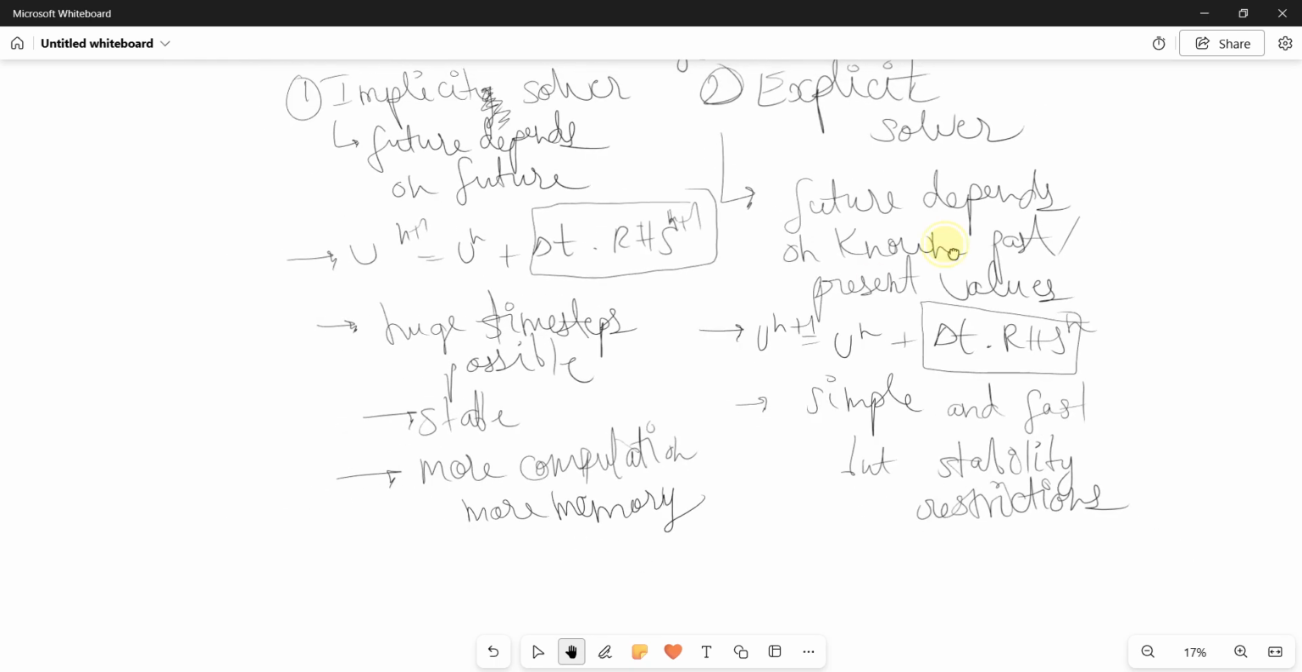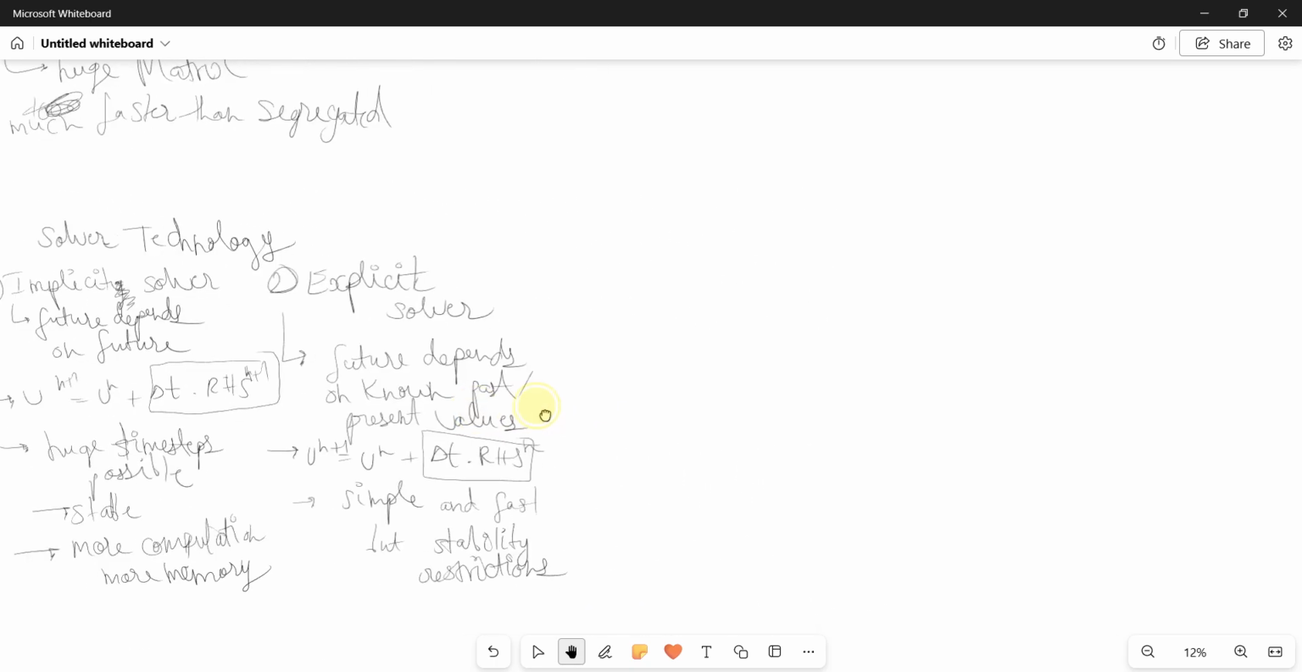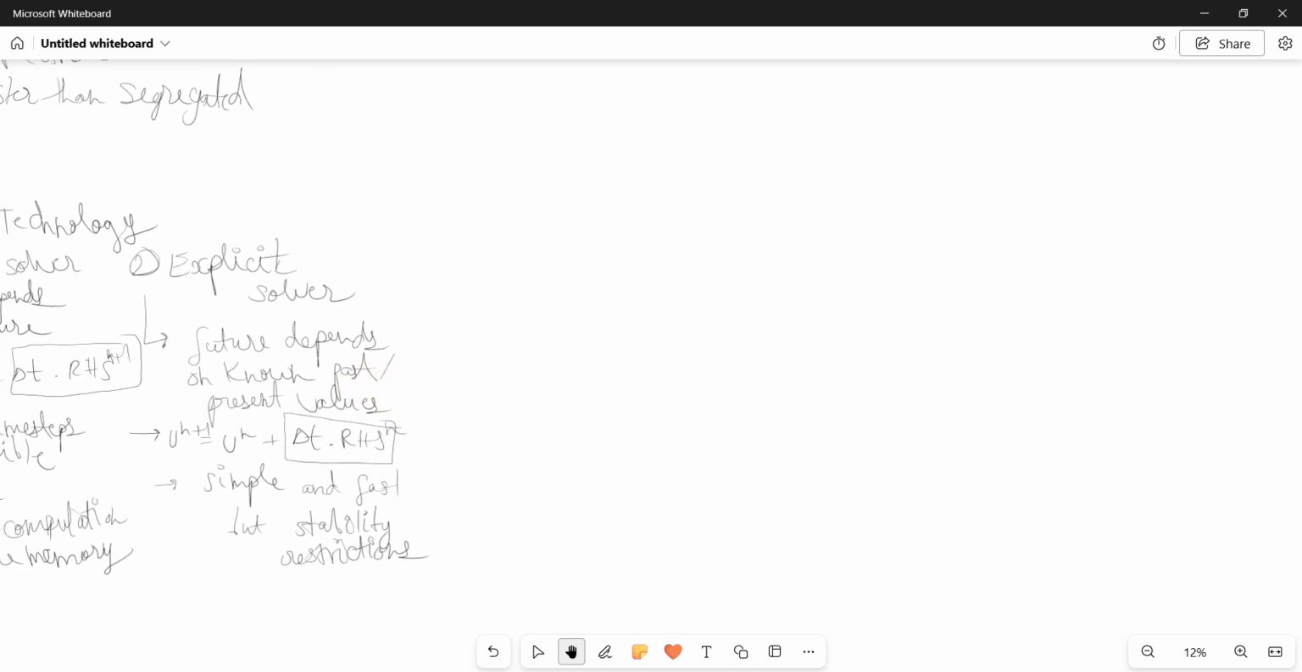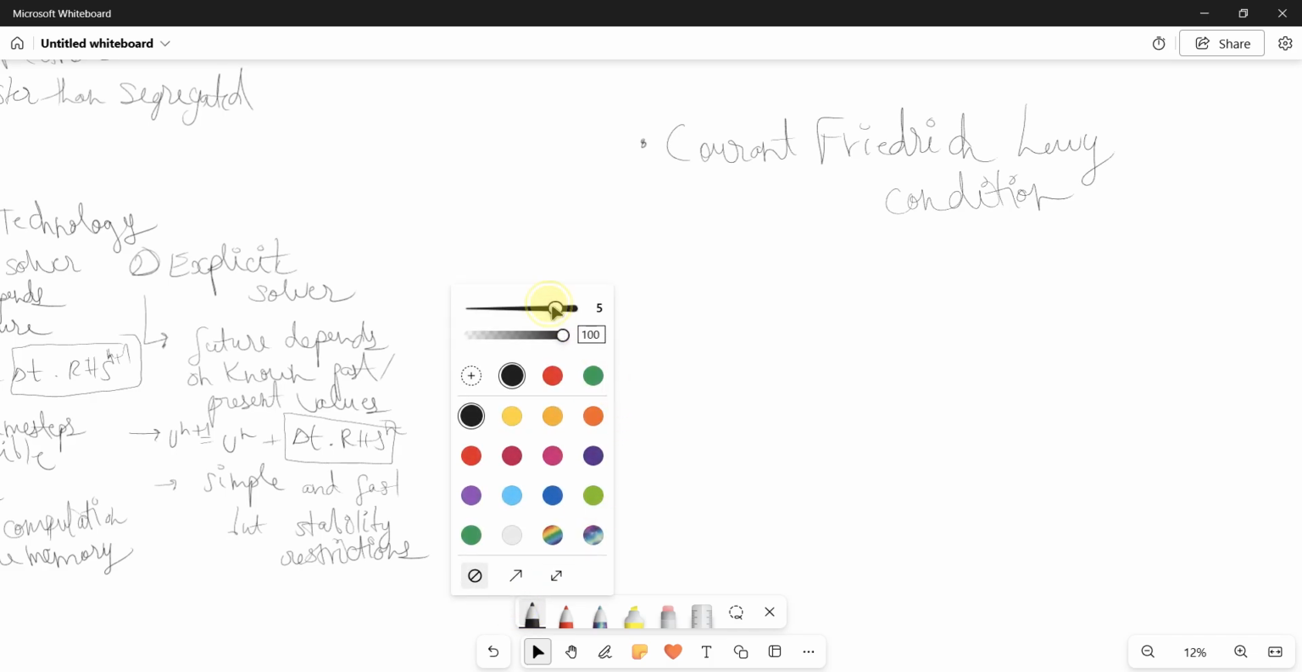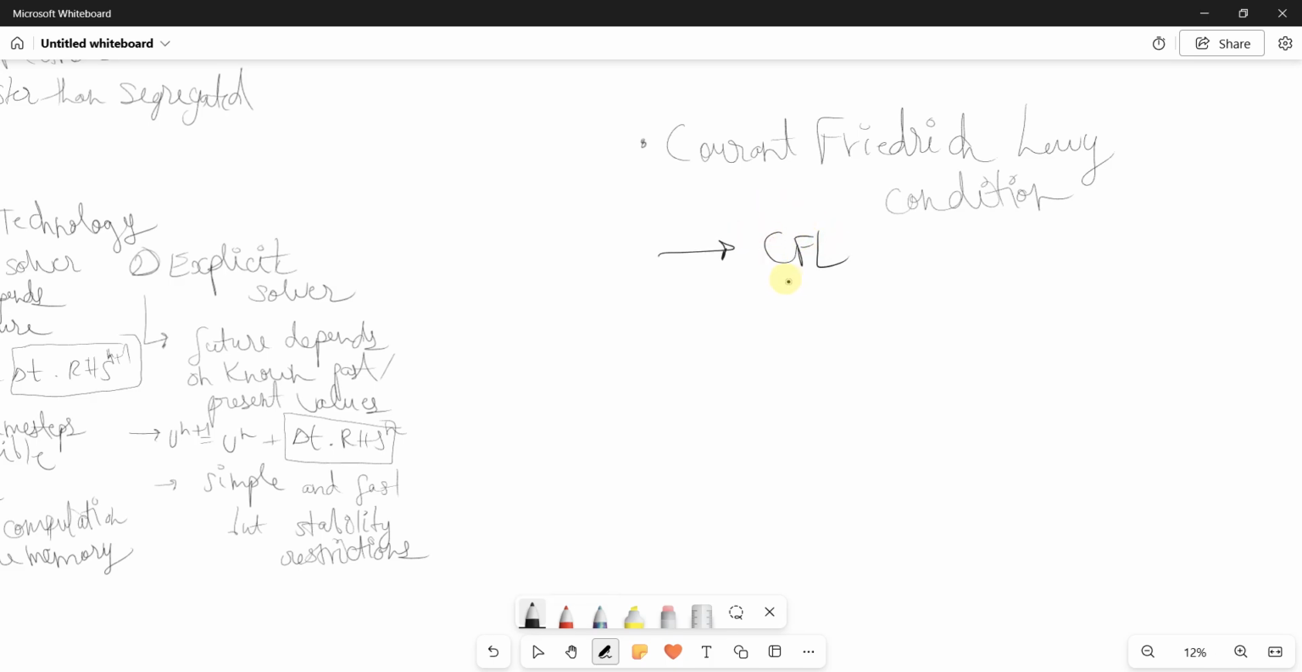So this is when it's the right time to know what your CFL actually means. So CFL, as I discussed earlier, is your Courant-Friedrichs-Lewy condition. So this is the CFL condition that we say.